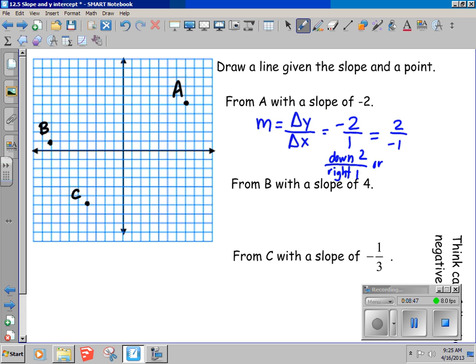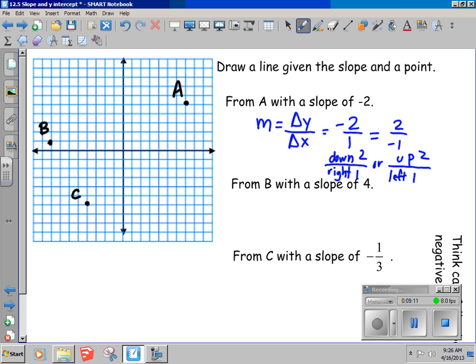Or we could interpret it this way: +2 over -1. What would the +2 mean in terms of the y direction, Margaret? Up 2. And what would the -1 mean in terms of the x direction, Julian? Left 1. You can interpret it either way and you'll be okay.